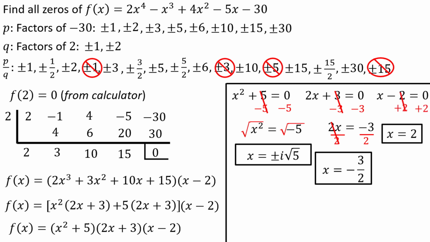The last factor gives us a 0 of 2. Our four zeros are plus or minus i square root 5, -3 over 2, and positive 2. Note that we have 4 roots because we had a polynomial to the 4th power, which means we will have 4 roots. 2 of those roots are imaginary, meaning they are not real intersections with the x-axis, and the other 2 are real.